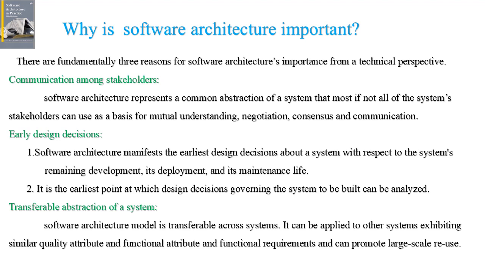Third one, transferable abstraction of a system, which means we have a model that can be transferred among the developers. So these developers can get a clear picture about the model or about the software, what it is going to be, and how it is going to develop a product. What the quality attributes, the functional attributes, and the requirements are, everything can be understood easily. For that purpose, software architecture is important.